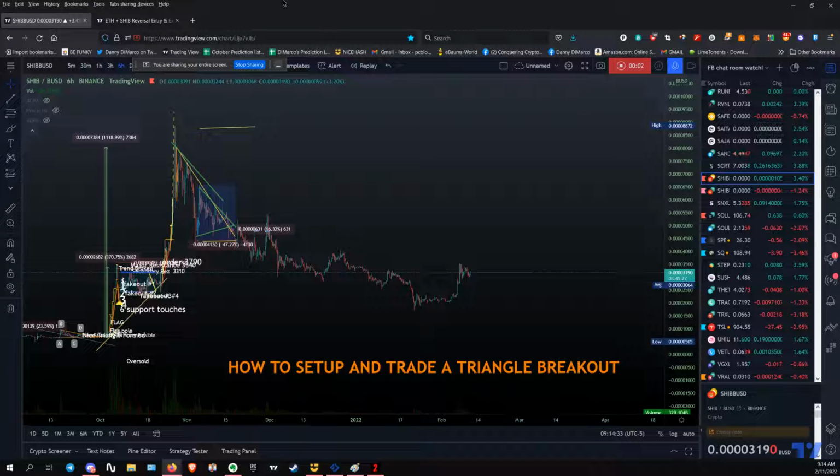This is DeMarco. Today I'm going to show you on Shiba Inu how to properly trade a triangle break. It looks like we're developing a new pattern. That pattern could be a symmetrical triangle, but I think it's just a triangle, and this is probably going to break bull.